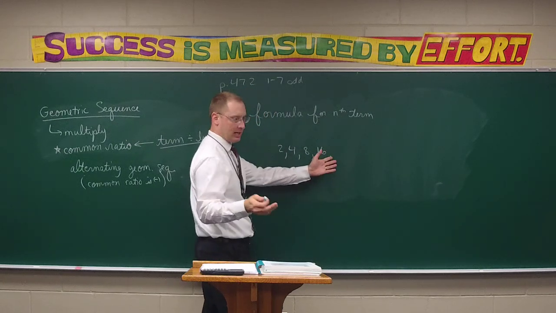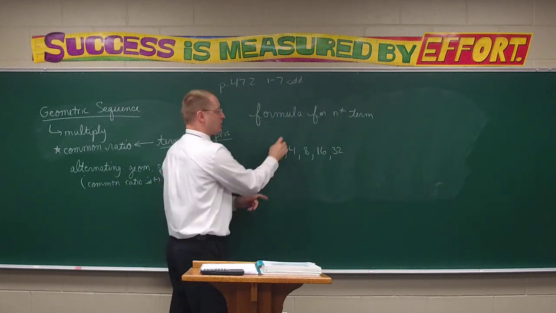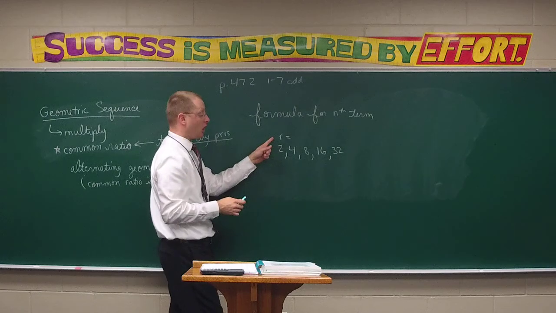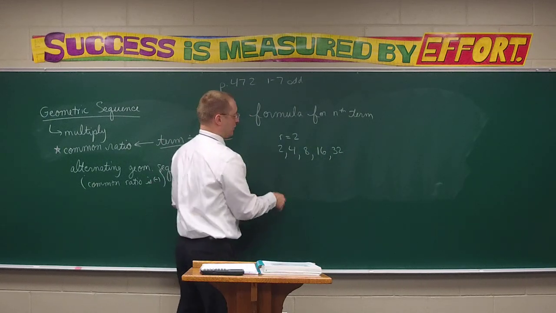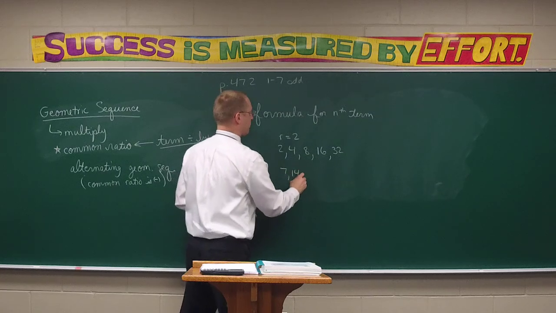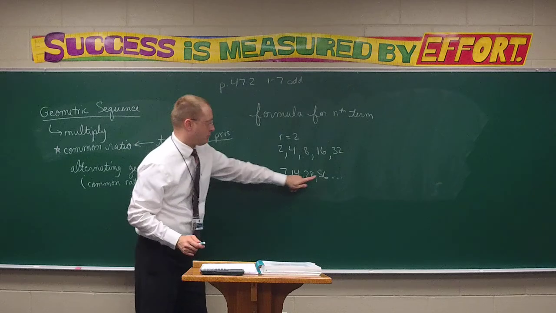What's the next number, class? 32, right? We can easily see the common ratio, which we'll represent with the letter r, is 2. Now, if I had the same common ratio, maybe I started with a 7: 7, 14, 28, 56, and so on. Okay, still a common ratio of 2.